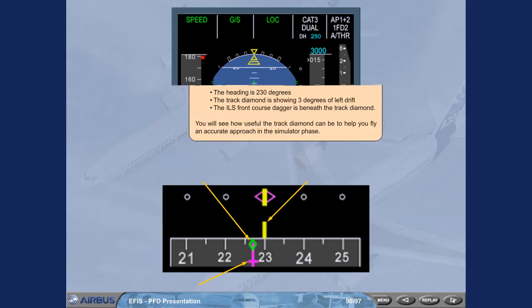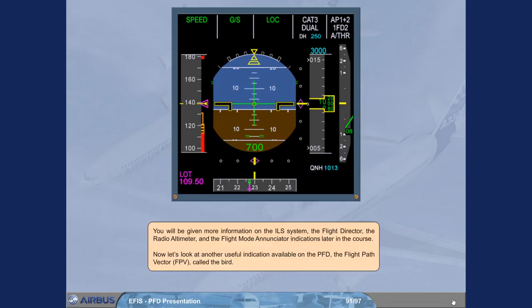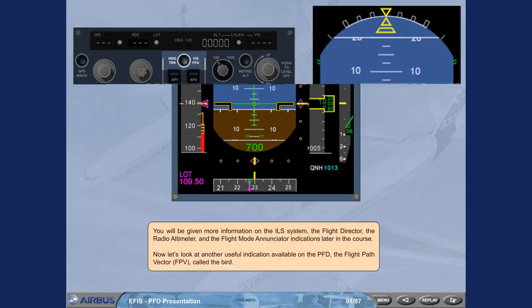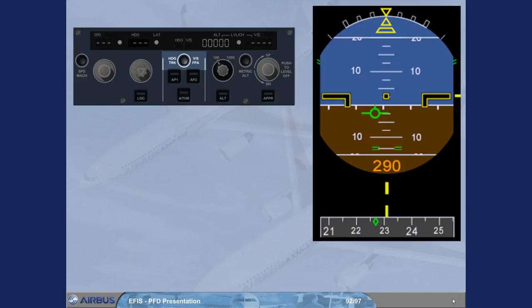Now, let's look at another useful indication available on the PFD, the flight path vector, FPV, called the bird. The flight path vector can be displayed on the PFD by pushing the Track Flight Path Angle button on the FCU. It shows you what the aircraft is doing in relation to the world. It is an indication of the aircraft flight path. It is not a director. The green symbol, sometimes called the bird, represents the aircraft. The attitude indicator represents the world.